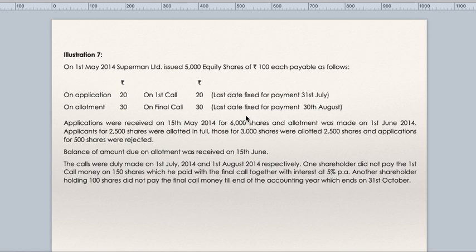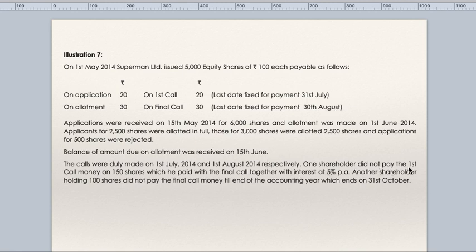They have received more applications than the issued capital. Some adjustment is made by pro rata allotment. So the balance money due on allotment they have received. There is no default in allotment. The calls were duly made on 1st July and 1st August respectively. First call on 1st July and final call on 1st August.